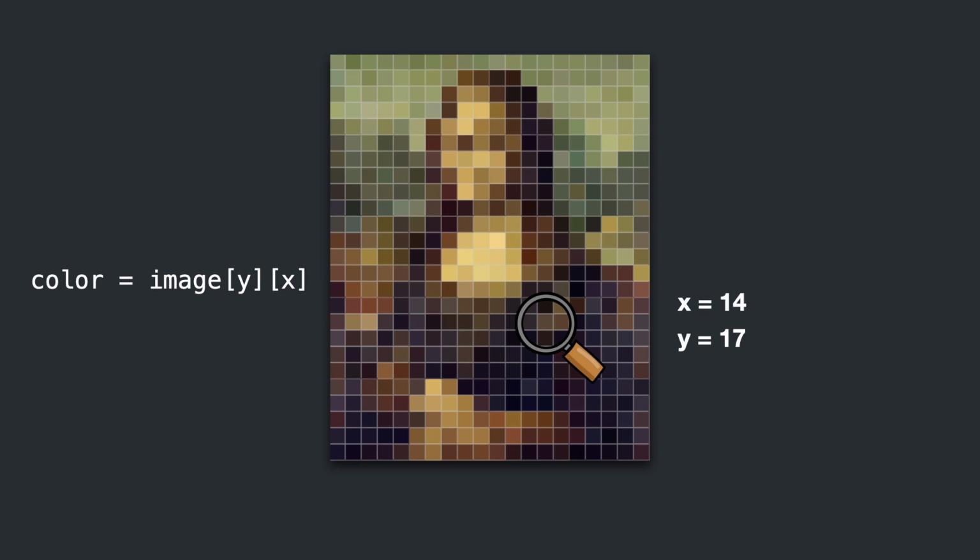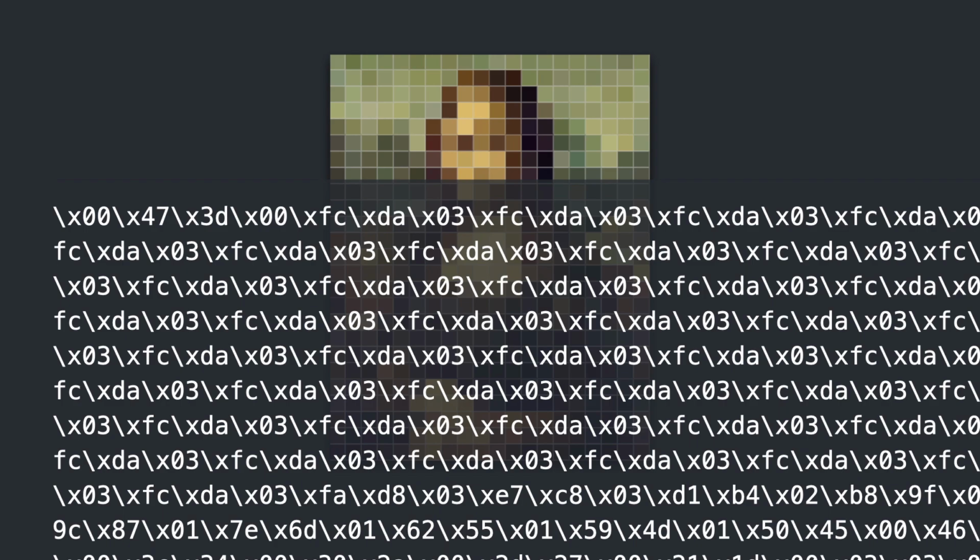But for this I need a two-dimensional list of pixels. But that is not how the data is stored in the bitmap. So how is it stored? If I open the bitmap in Python and inspect its raw data, I see a stream of bytes. So you might think that the first value corresponds to the top left pixel, and the second value corresponds to the pixel next to it.